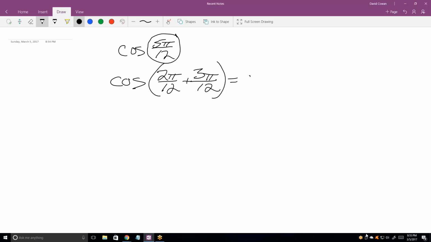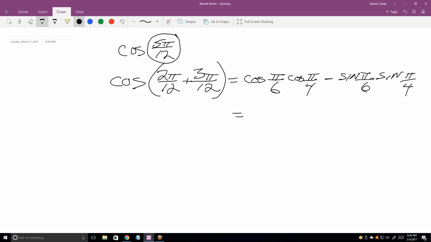Cosine of pi over 6, I guess. You might as well reduce it now. Times cosine of pi over 4, minus sine of pi over 6 times sine of pi over 4. Okay, let's fill in.